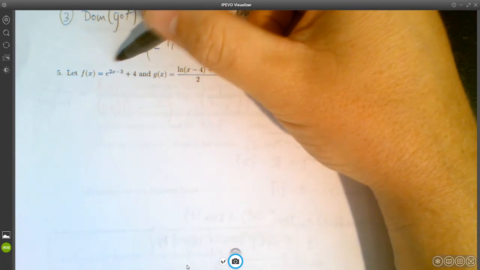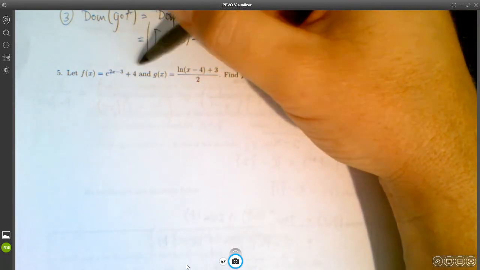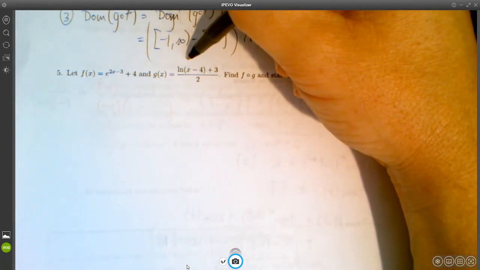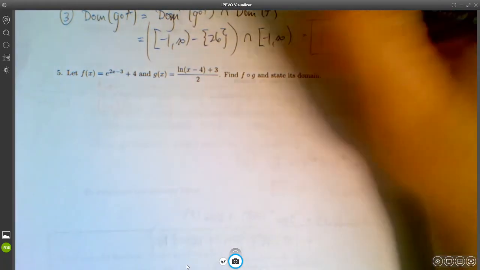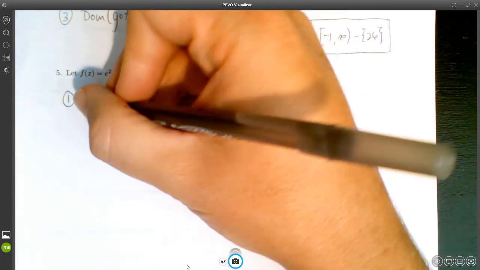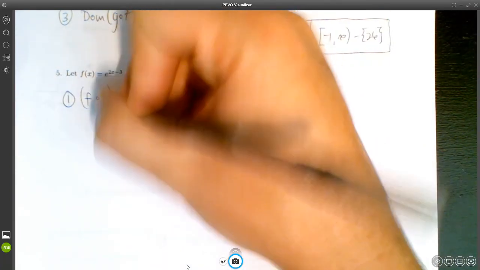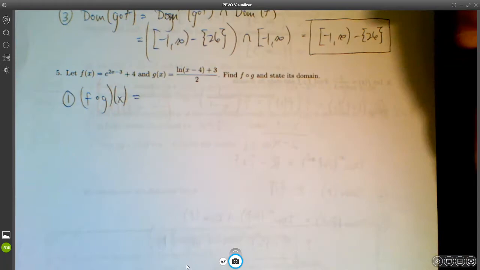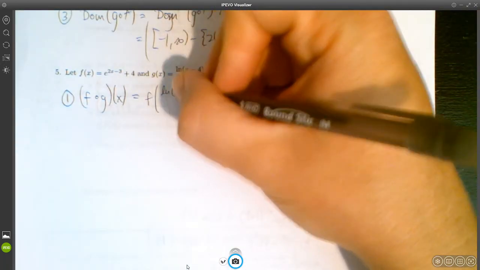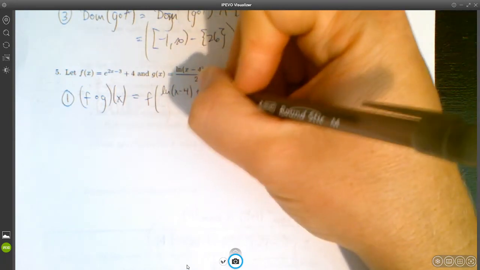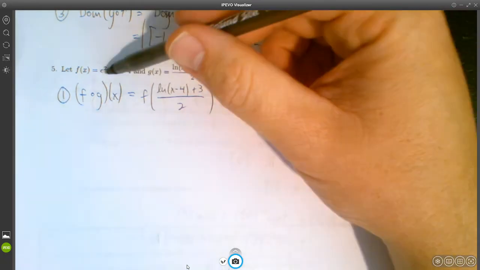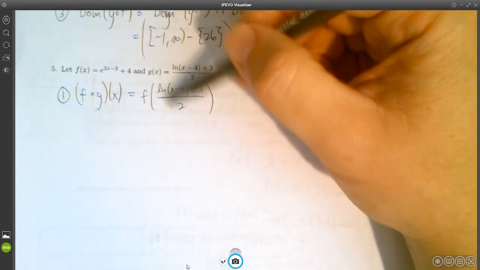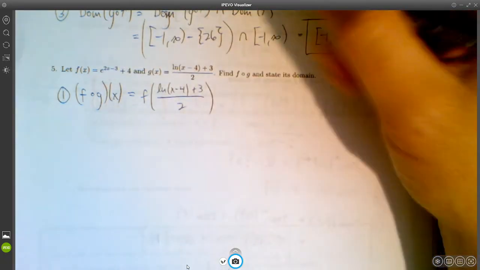So we have f of x equals e to the 2x minus 3 plus 4, and g of x is ln of x minus 4 plus 3 over 2. Find f of g and state its domain. Okay, f of g of x. That's going to be f of ln of x minus 4 plus 3 over 2. What does that mean? It means I'm going to look at the function f, and everywhere I see an x, I'm going to replace it with ln of x minus 4 plus 3 over 2.